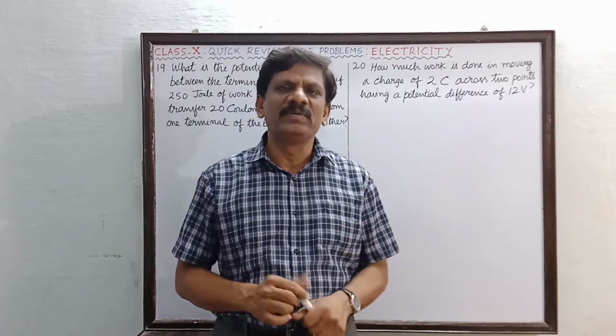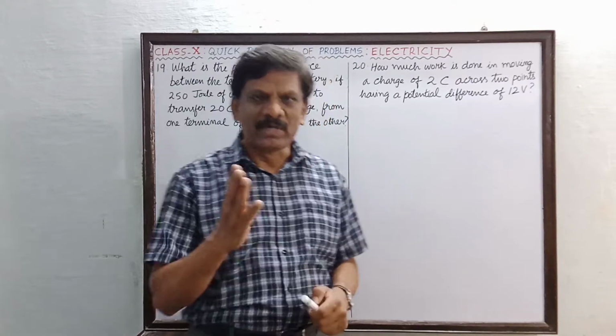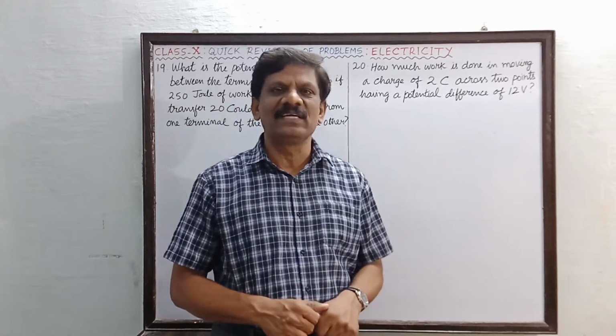So work has to be done. Work has to be done for the flow of charges. This work done per unit charge must be equal to what? The potential difference across the conductor.